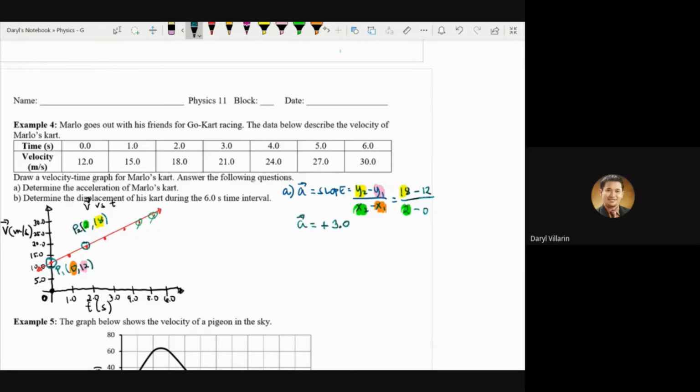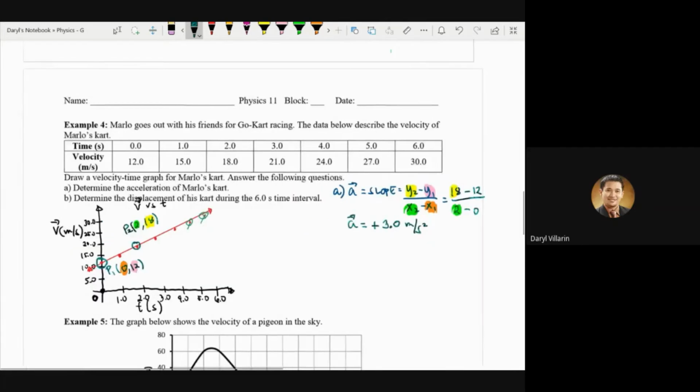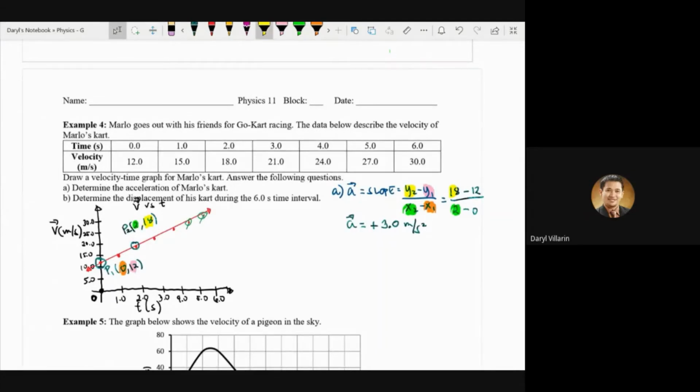So therefore, the final answer should have 2 significant figures. And again, positive pertains to north direction. It doesn't specify in the problem, but I'm just going to set that one as my north, as my positive. Okay. So therefore, you express your answer as 3.0 meters per second squared north. Again, I replace the positive sign with the direction, okay?